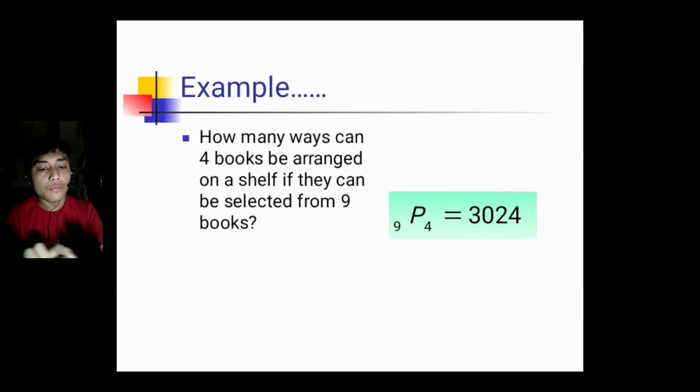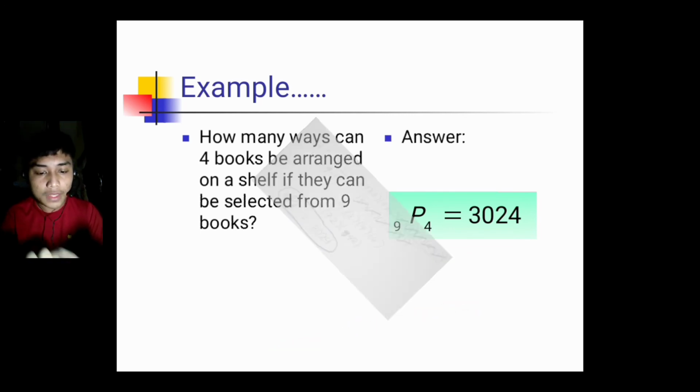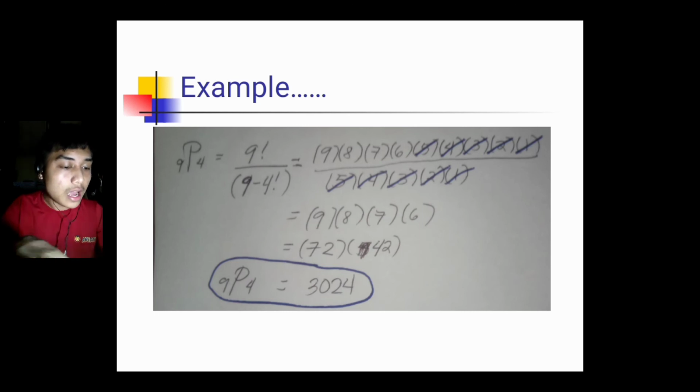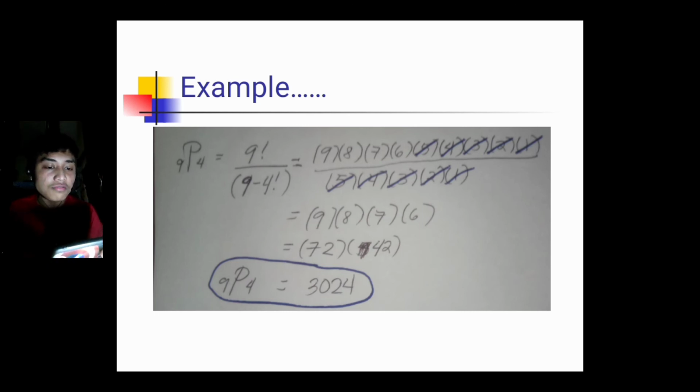So, next. Why we got 3024? How many ways can 4 books be arranged on a shelf if they can be selected from 9 books? So, now, this is the solution that I have. So, now we have 9 and 4, no? So, while I will type, in 9P4 we have 9 factorial, from 9 hanggang 1: 9 times 8 times 7 times 6 times 5 times 4 times 3 times 2 times 1.